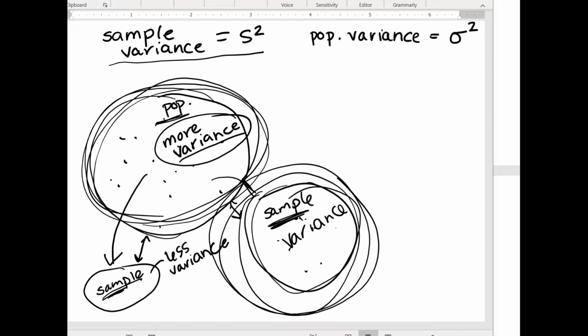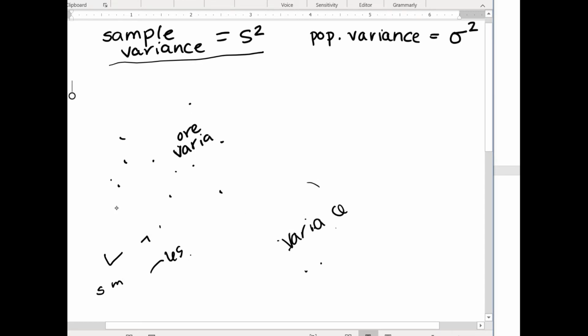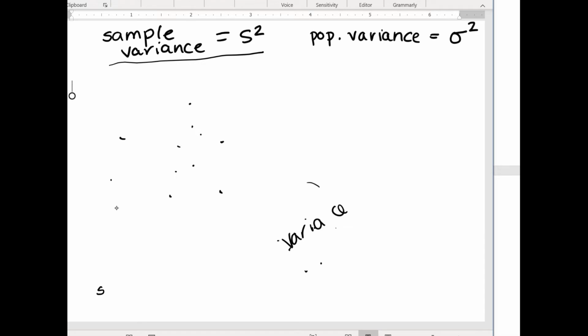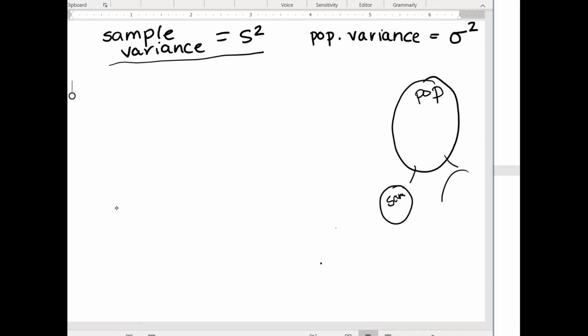So, how does this connect to the formula? For this, let me just clean up a bit here. Okay, so how does this connect to our formula? And just for reference, we'll have a big population, a little sample, and let's say a bigger sample, just to illustrate what we talked about.